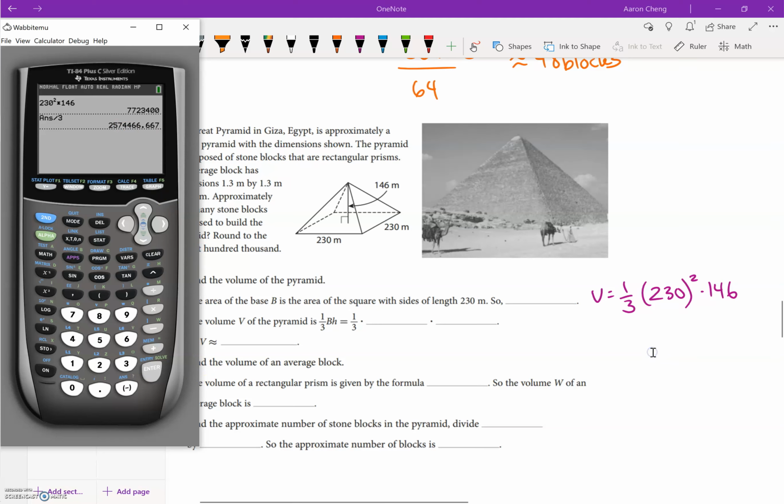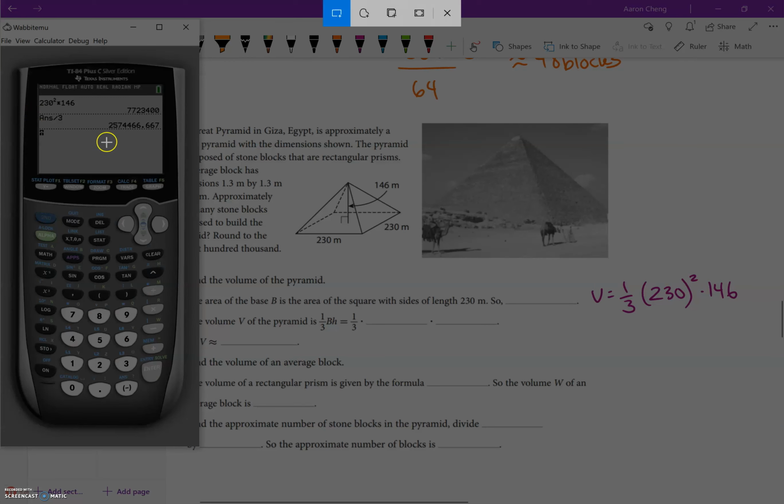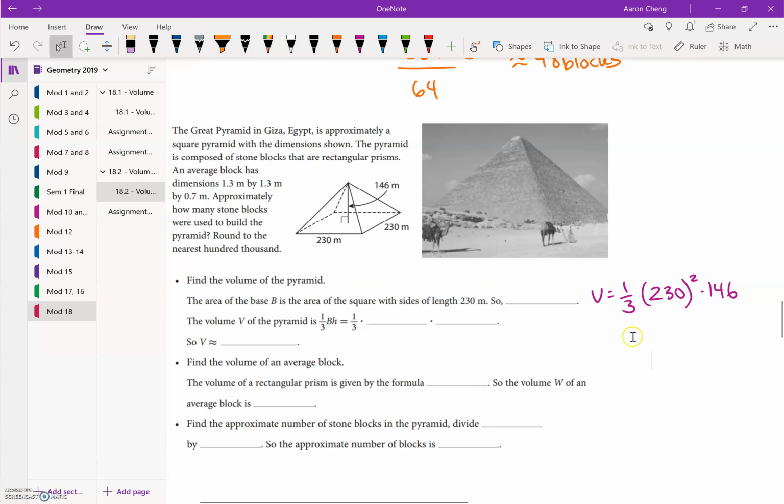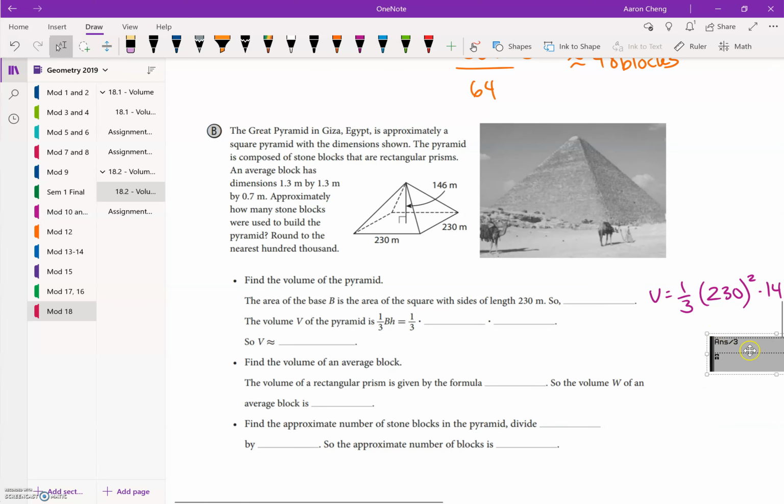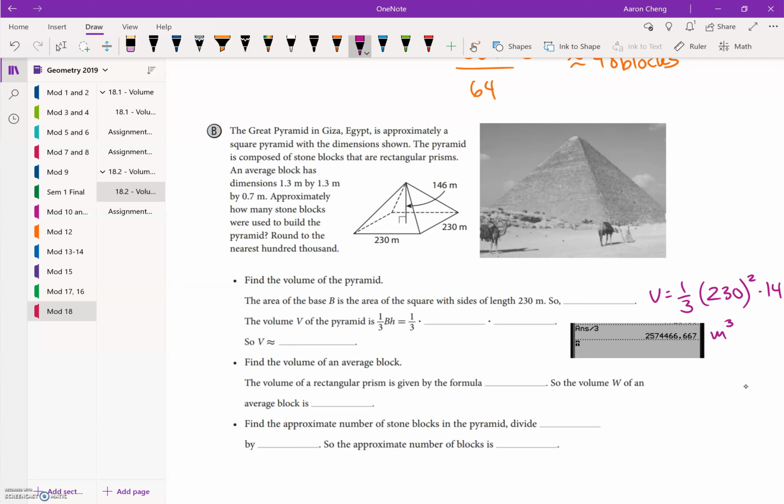Maybe I can just pull that over. No, maybe not. Screenshot. Okay, so that's going to be our meters cubed.